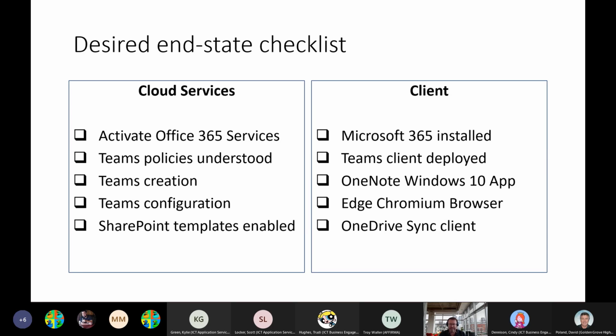The OneNote Windows 10 app is deployed. That's a critical piece of capability for our educational technology. Edge Chromium browser is deployed. There's been some announcements recently about end of life for Edge Legacy, or the original Edge as we call it. And the OneDrive Sync client is installed as well. So, as you're going through preparing your school for transformation through 365, these are probably the 10 boxes you need to be able to tick off to know that you're in a pretty good place to start.